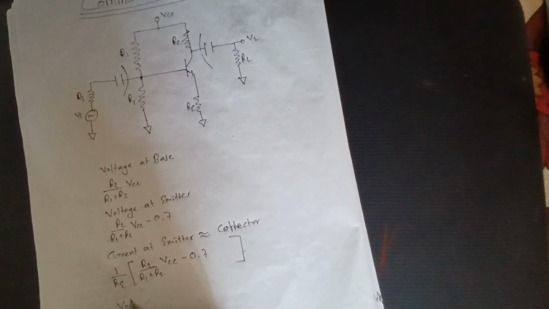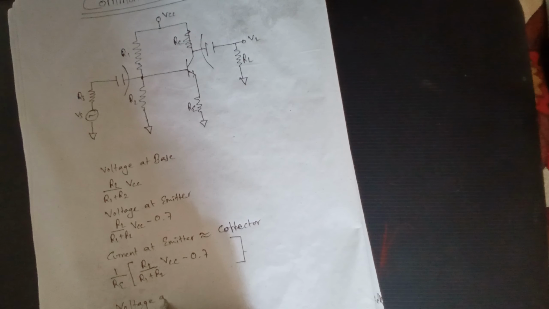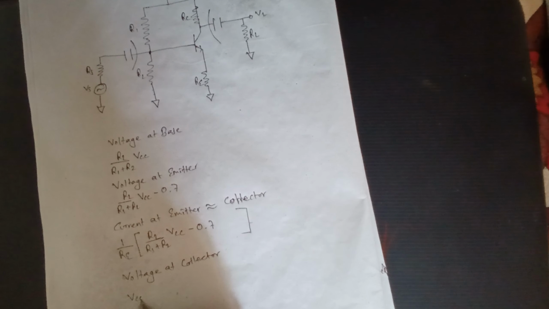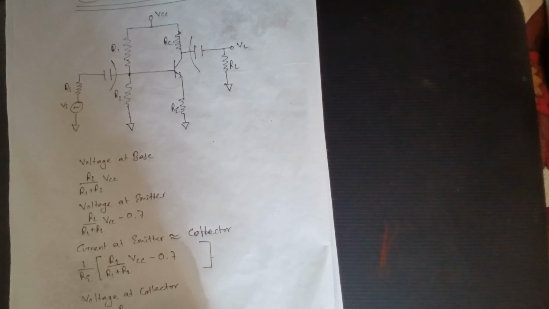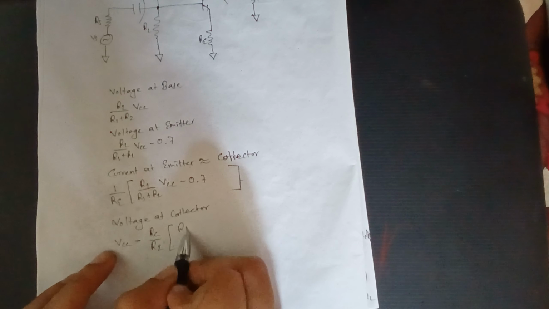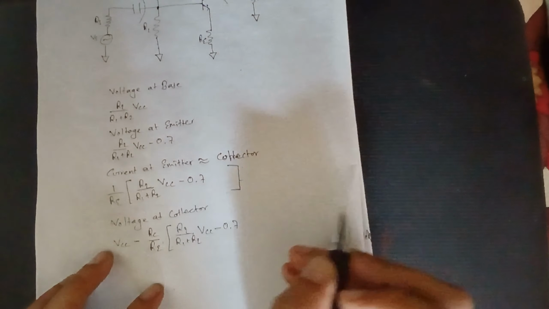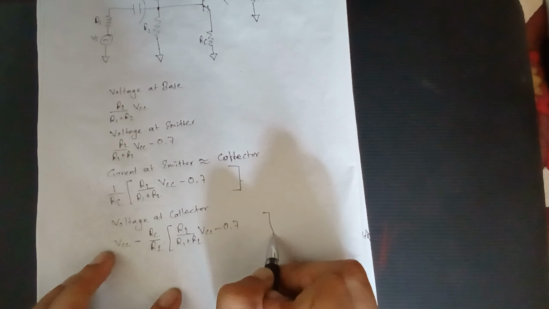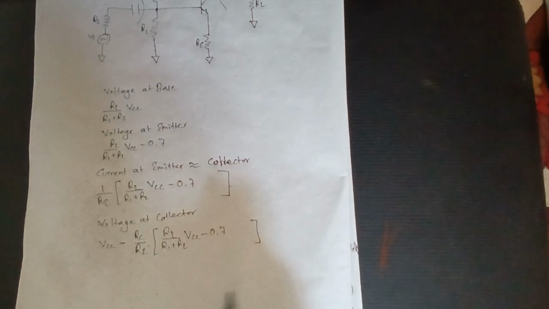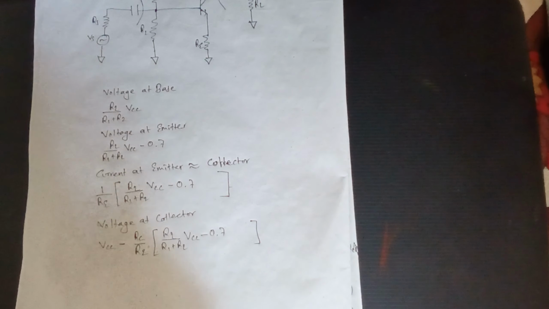So let's write that the voltage at collector is simply VCC minus the potential drop at RC, which is I times RC. So it's simply RC by RE, times R2 by R1 plus R2 times VCC minus 0.7. I'm still leaving a gap to account for the AC part later on. So this is the voltage that we'll get at the collector.